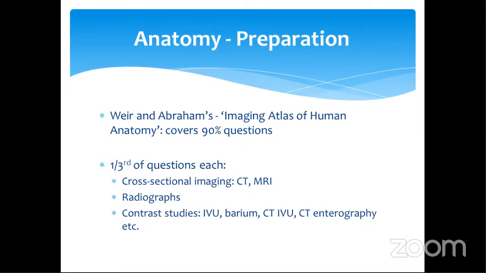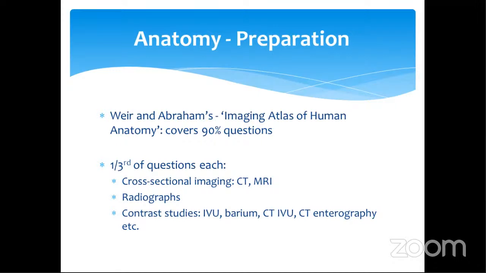The gold standard book for this is Abrams Imaging Atlas of Human Anatomy. It covers around 90% of the questions, and you need around 80% marks to pass. So if you do Abrams, that's good enough. But I would also recommend doing some practice books. We will come to that later.